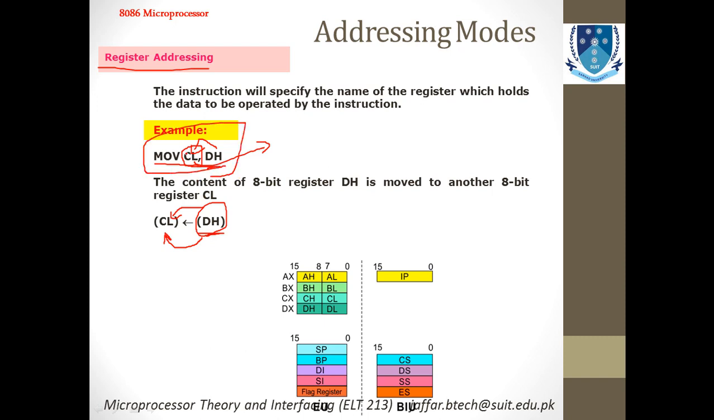You have addressed this location or this register using direct mode, or you can say direct addressing. This is known as register addressing actually. So you have addressed the register that you have to carry the data to, and this data will be stored in this register. Whatever data it is, it will be directly taken to the register mentioned in the command. So this is basically known as register addressing.